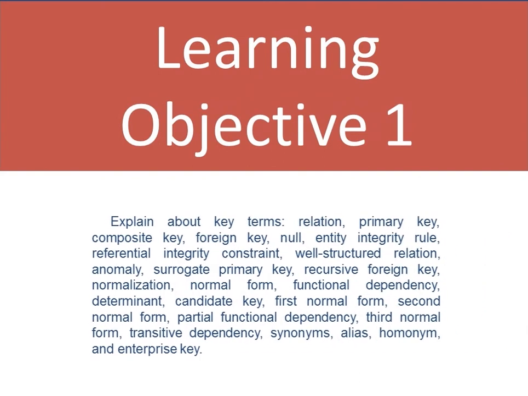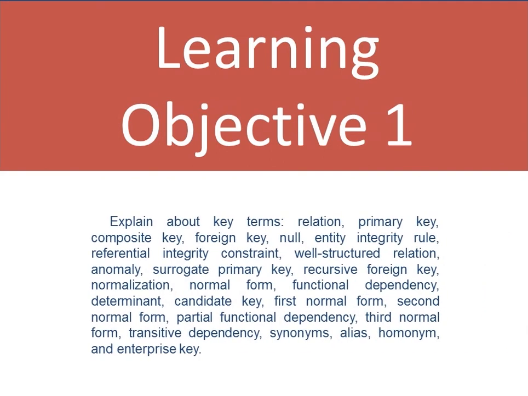Okay, thank you, Aurel. So I will be explaining the first learning objective, about the key terms: relation, primary key, composite key, foreign key, null, entity integrity rule, referential integrity constraint, well-structured relation, anomaly, surrogate primary key, recursive foreign key, normalization, normal form, functional dependency, determinant, candidate key, the first normal form, the second normal form, the partial functional dependency, the third normal form, the transitive dependency, synonym, alias, homonym, and enterprise key.